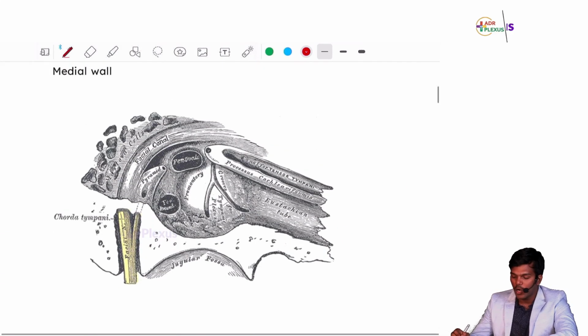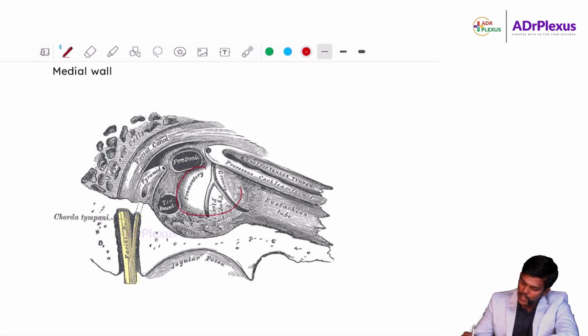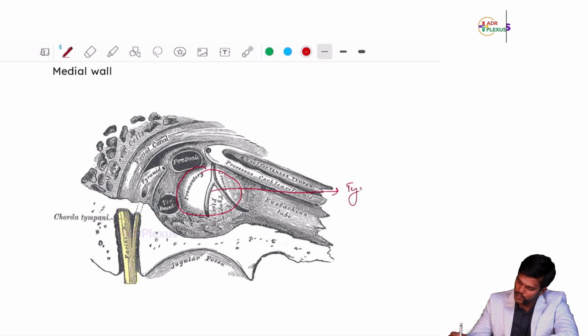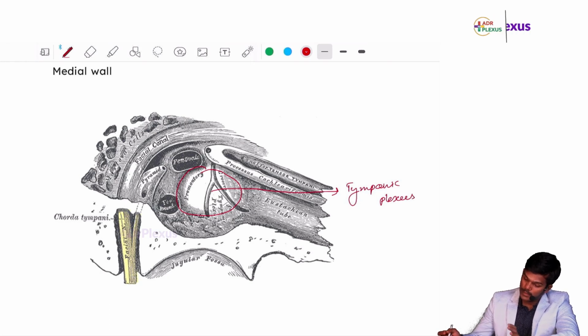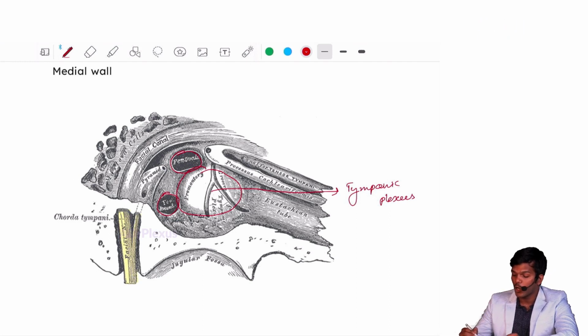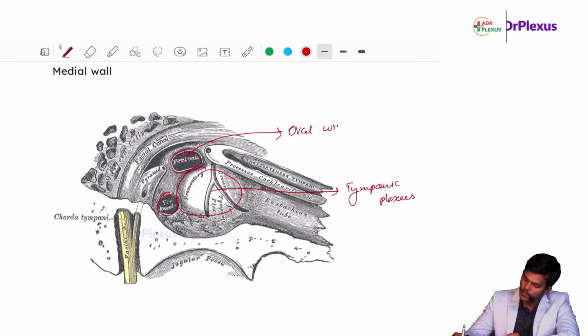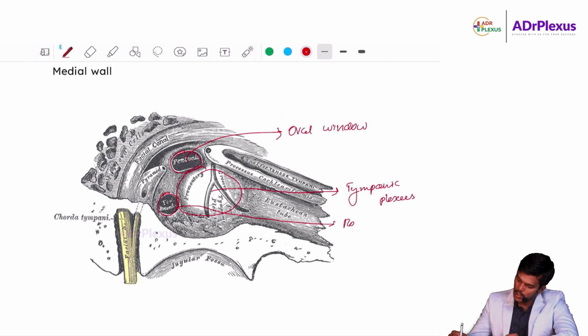Now we can enter into the medial wall. This medial wall is having a promontory. Over the promontory we will be having the tympanic plexus of nerves. Just posterior superiorly we will be having the oval window. Then posterior inferiorly we will be having a round window. So this is the oval window. This is a round window.